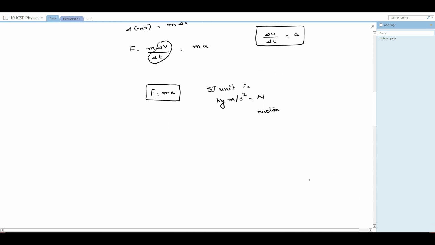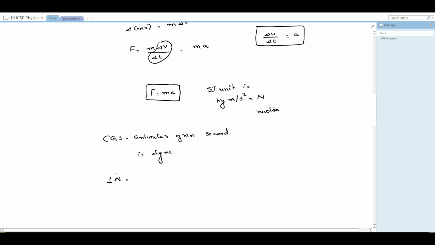Then I'm asking you, what is the CGS unit of force? CGS means centimeter gram second. When we convert Newton to centimeter gram second, it is called dyne. The CGS unit of force is dyne. Now 1 Newton is how much dyne?